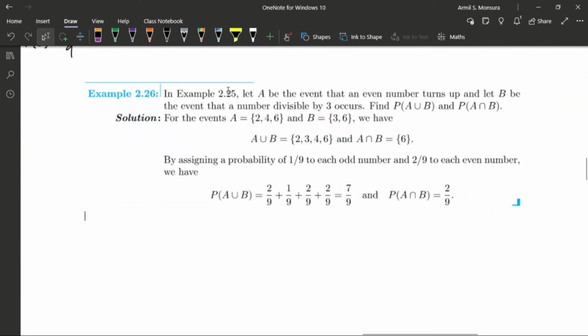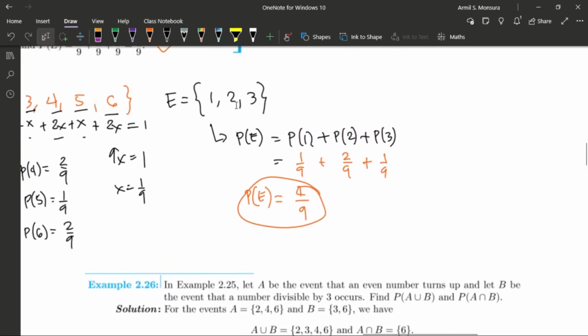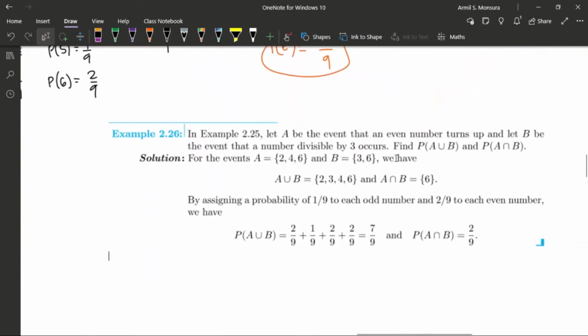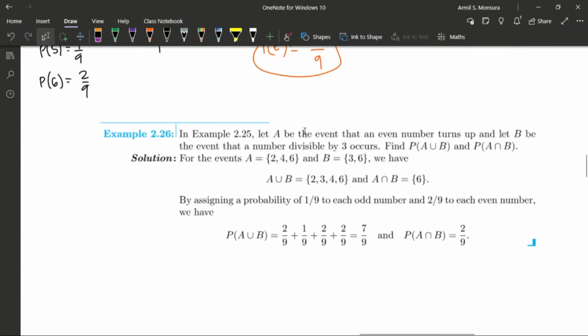Next example. So, from example 2.25, which is this one. Let A be the event that an even number turns up. Take note natin siya. That A, even number turns up. And event B be the event that a number divisible by 3 occurs. So, pinapahanap sa atin yung probability of the union of events A and B, and the probability of the intersection of events A and B.